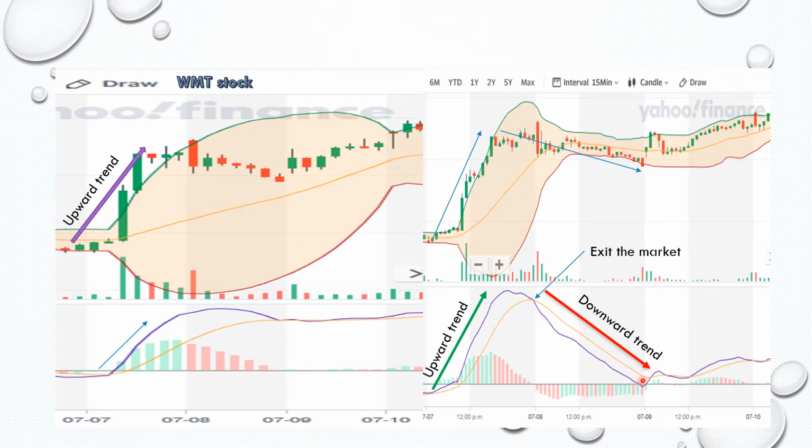The trend is downward all the way to here. And again, you can enter the market right here. So we can say that this is the place to enter the market. And also, this is the place that you enter the market. And this is the place that you have to exit the market.